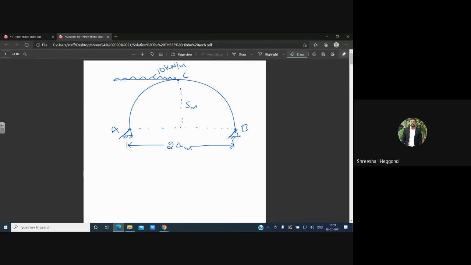Now loading condition is given, dimensions are given. You can find out the reactions at A and B, vertical reactions, that is VA and VB. And one more condition, all H values, that is horizontal reactions, HA and HB, will be always inward. It will not be outward reactions, always it will be inward reactions.